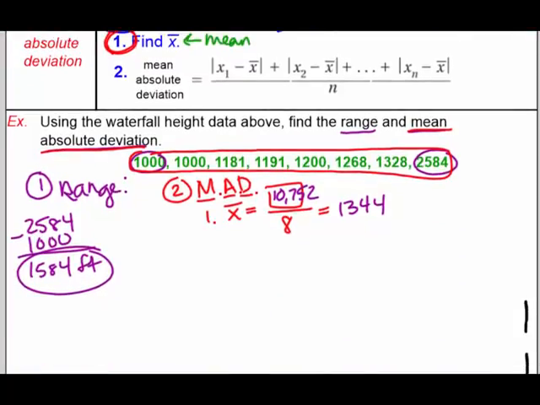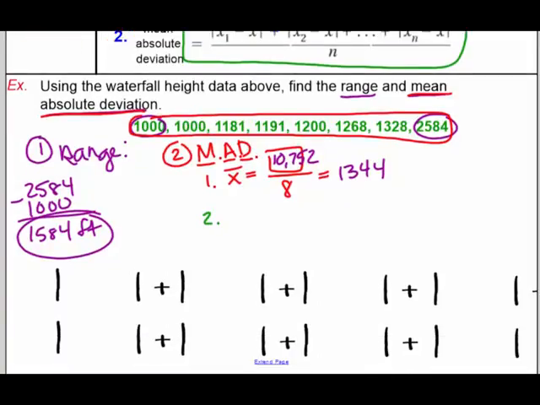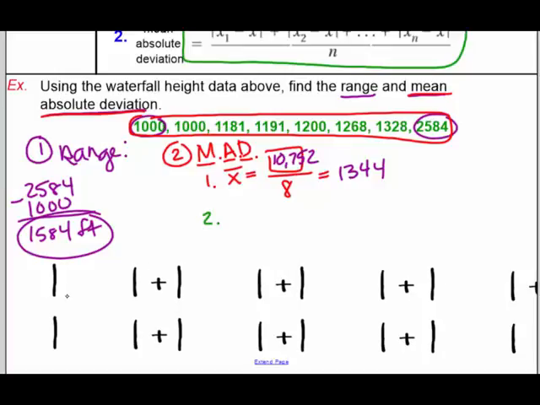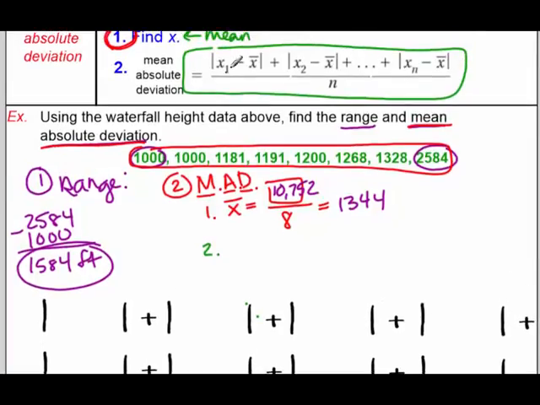Okay, second step is, now that we have the mean, now we can use this awesome formula to calculate the mean absolute deviation. Okay, so I've already set this up to get myself ready for this. This might take up a little bit of room here. So I know that I have 8 numbers here. So in my data set, I have 8 absolute value bars set up here. So here's one set, all being added together. Here's a second set, third set, fourth set. And in each one of these absolute value bars, I'm going to take each data point and subtract the mean from it.